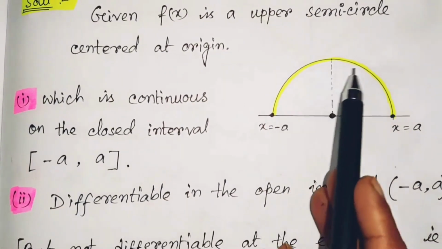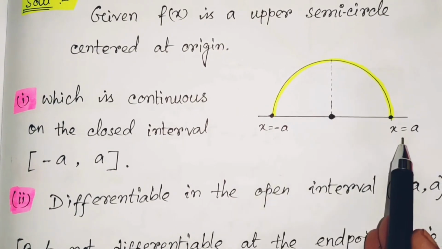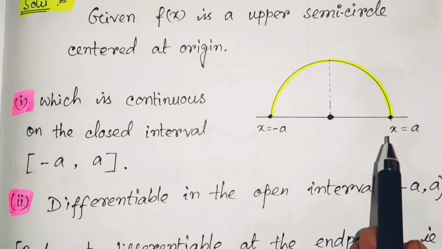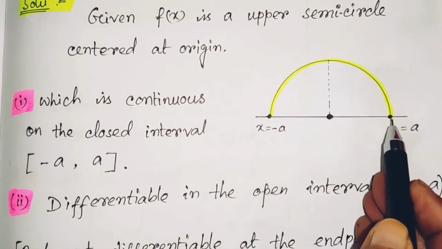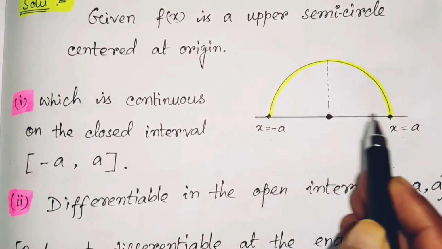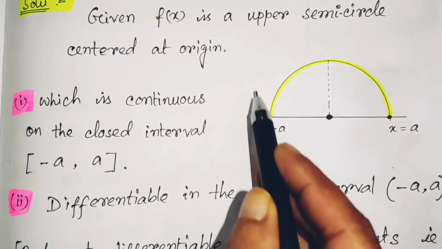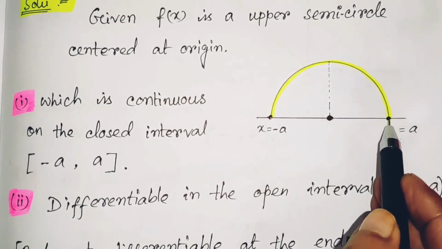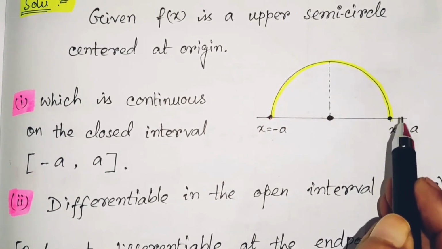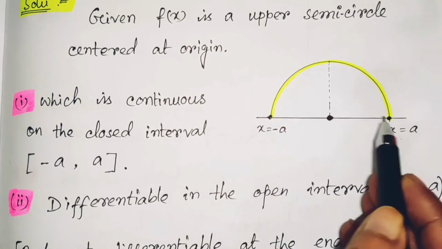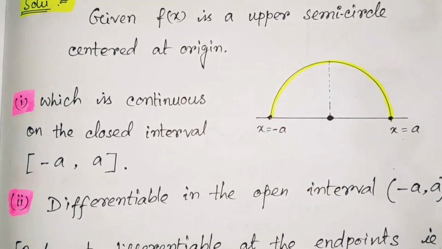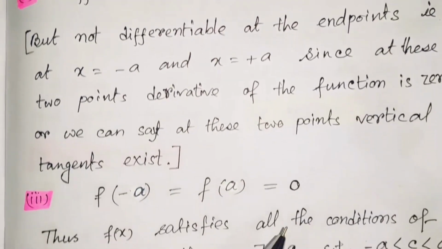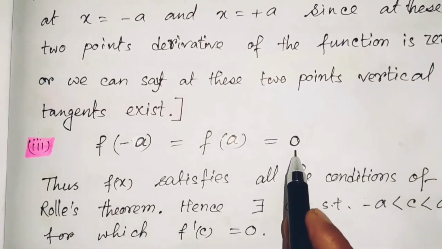So this one is definitely continuous within -1 to +1, and differentiable also within the open interval only, not at these two extreme points, because at these two points we will get a vertical tangent. Vertical tangent means the derivative doesn't exist at these two points. Now at the end points the functional value becomes 0 for both cases.